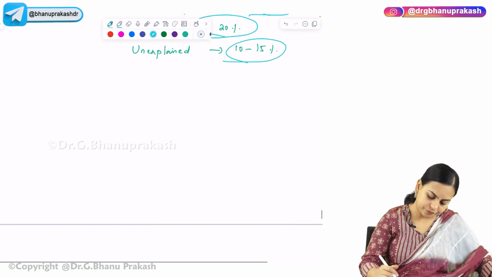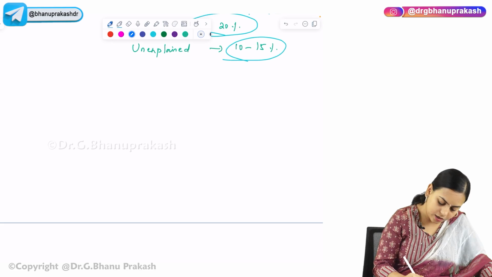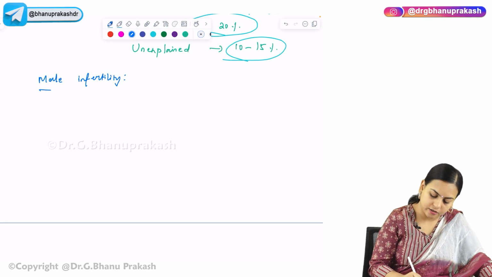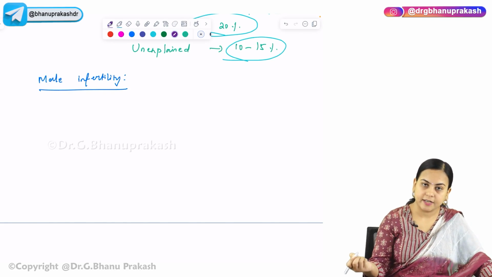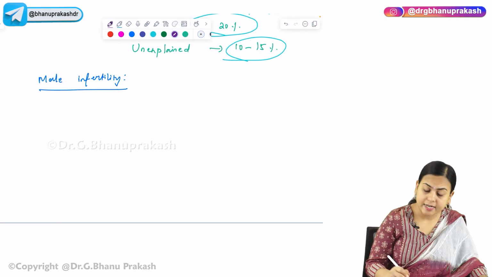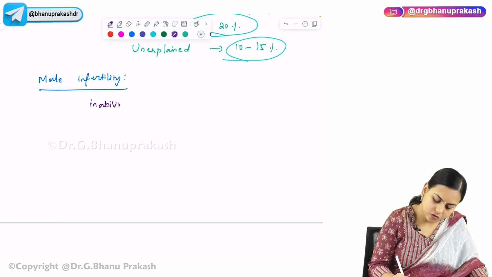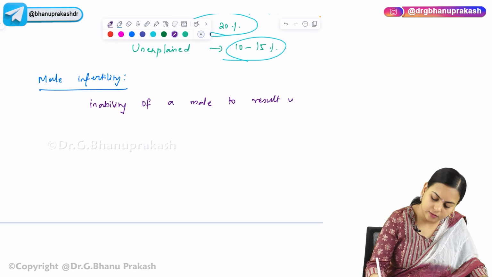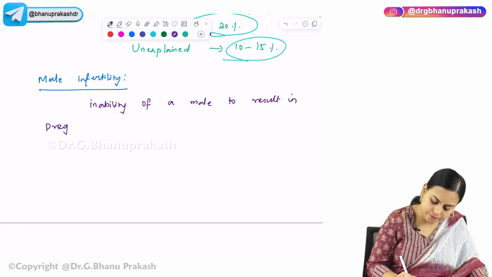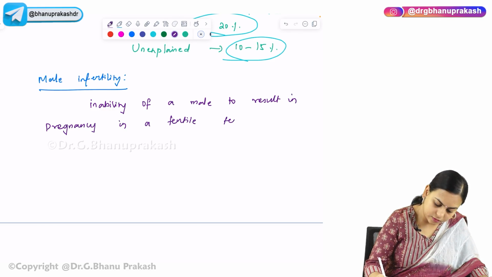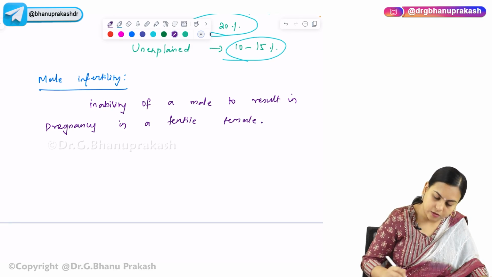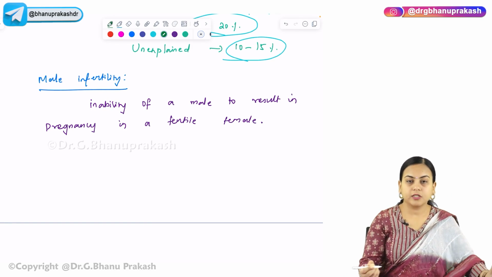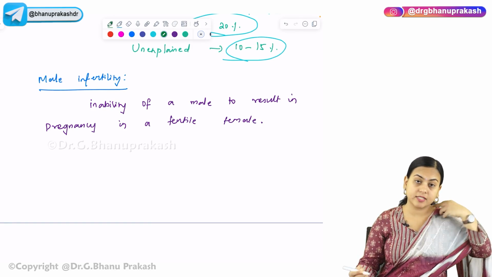Now coming on to the next one, how important male infertility as such is. So what is male infertility? Male infertility means the inability of a male to result in pregnancy in a fertile female. Most of the abnormalities in male infertility are seen with semen.